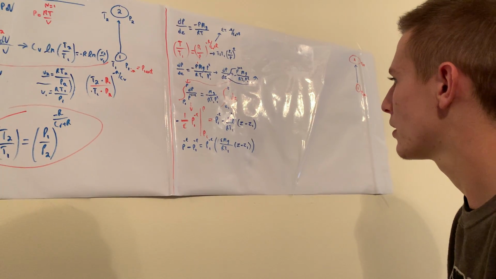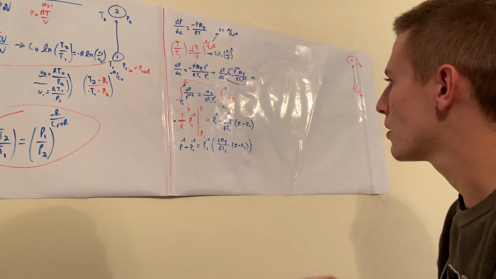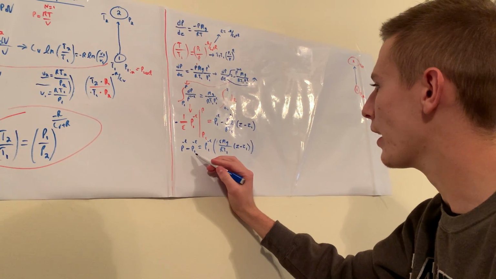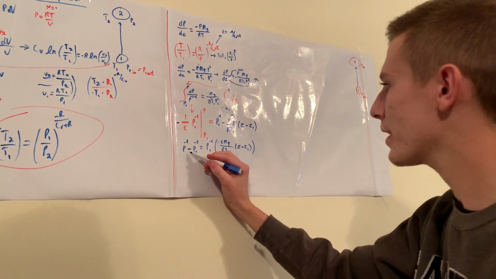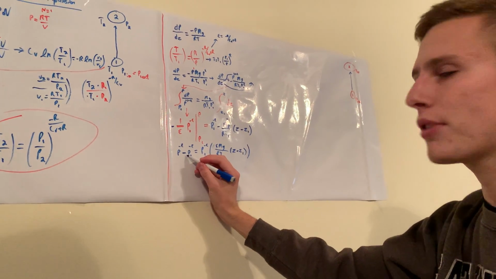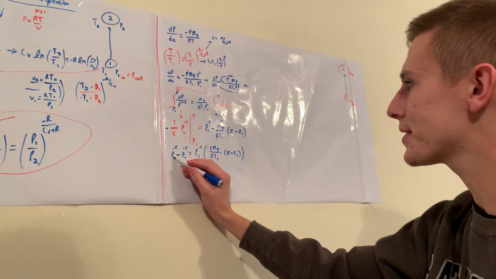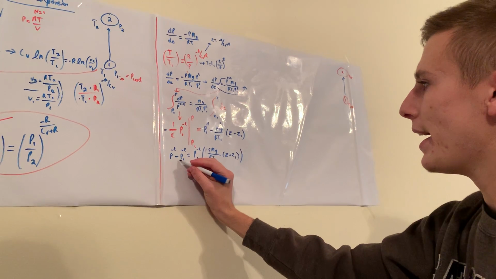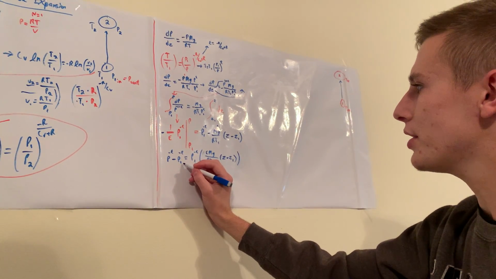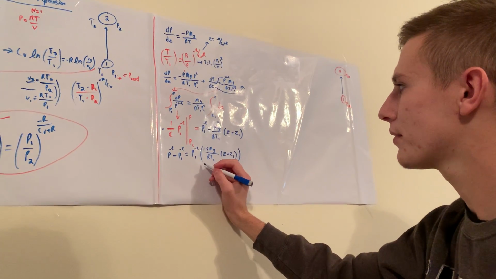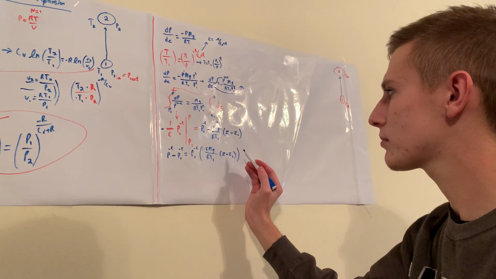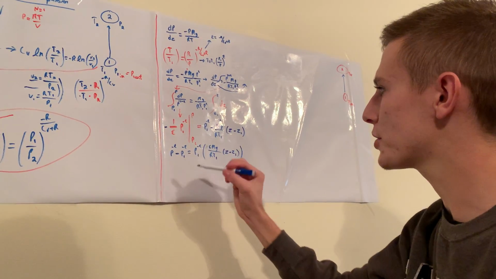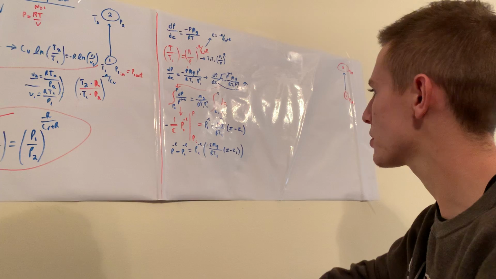And let's see. If we go ahead and bring our pressure initial, we want to get pressure final by itself. So if we add our pressure initial to the other side and factor it out, we can get pressure final by itself. So let's go ahead and do that.